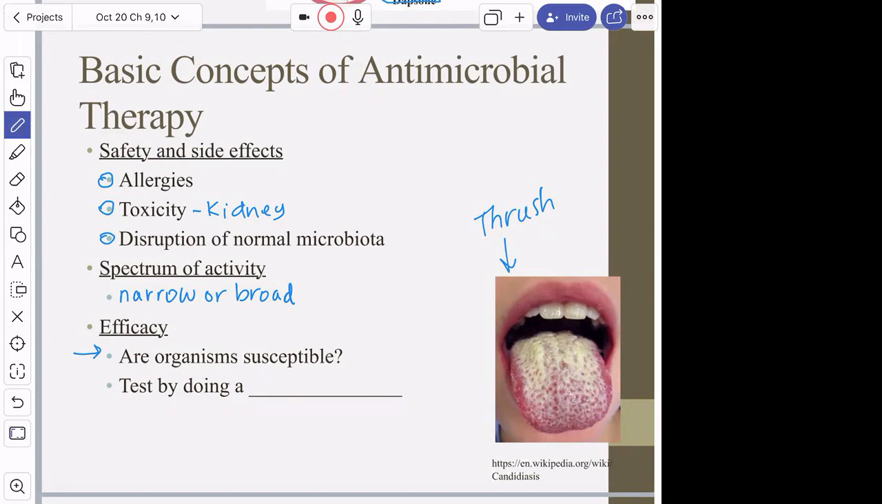Okay, and sometimes it's because of resistance issues, some acquired resistance. So we can test that by doing something called a Kirby-Bauer test.